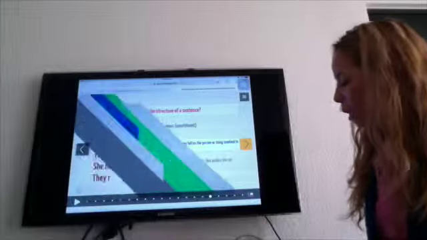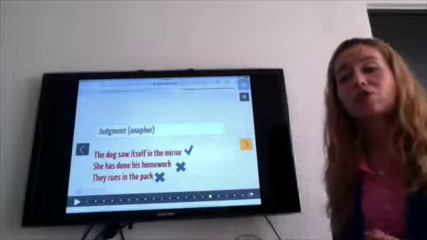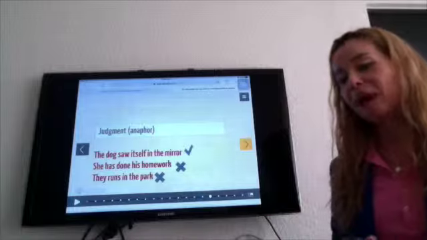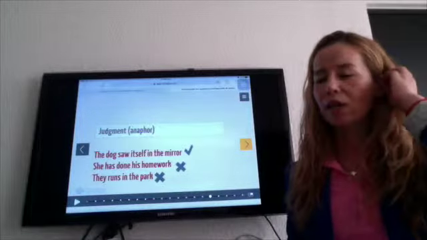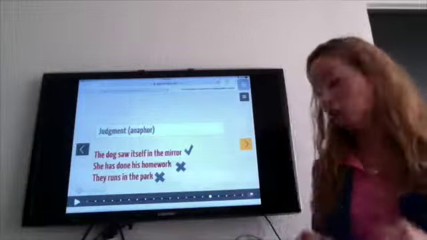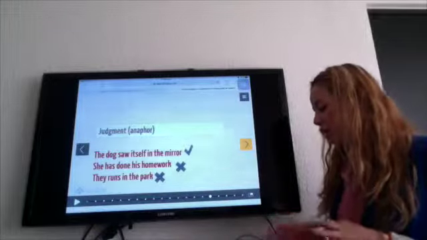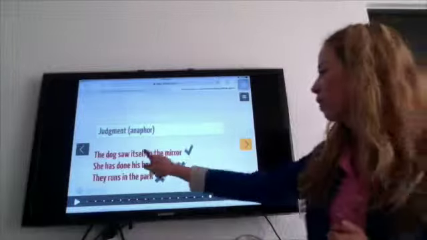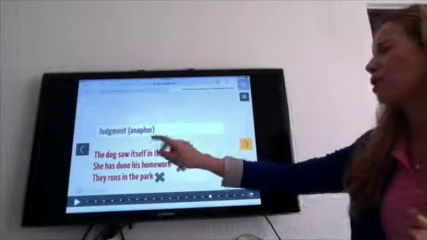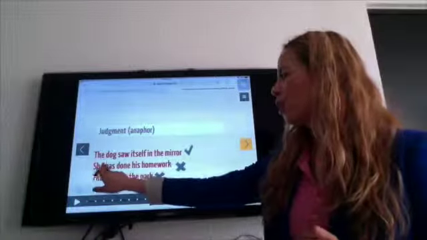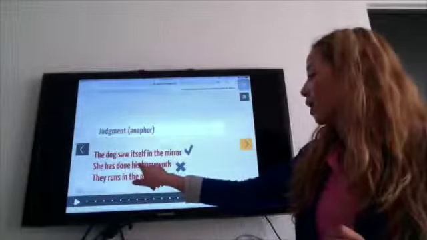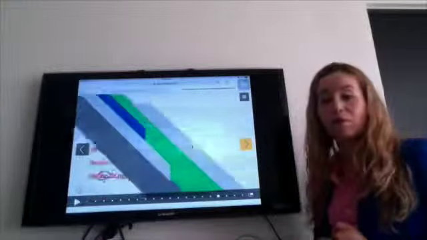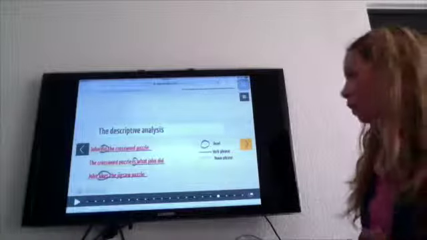To finish with this presentation, we can judge if sentences are correct or incorrect using one theory, which is the anaphor. The anaphor tells us that the gender must agree with the subject. The subject must agree in gender with its verb. For example, this dog saw itself in the mirror. That is correct because itself matches the noun phrase dog. But what happened in this case? She is our subject, and his, which is the possessive pronoun, doesn't match the subject. So we use anaphors to judge if sentences are correct or incorrect.